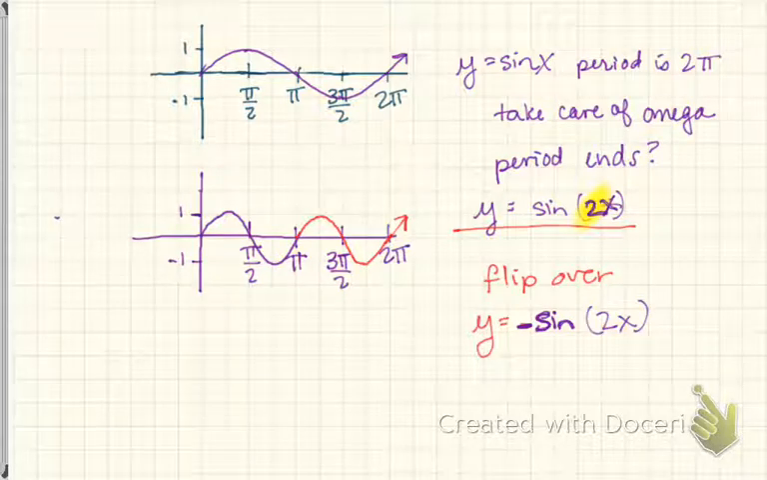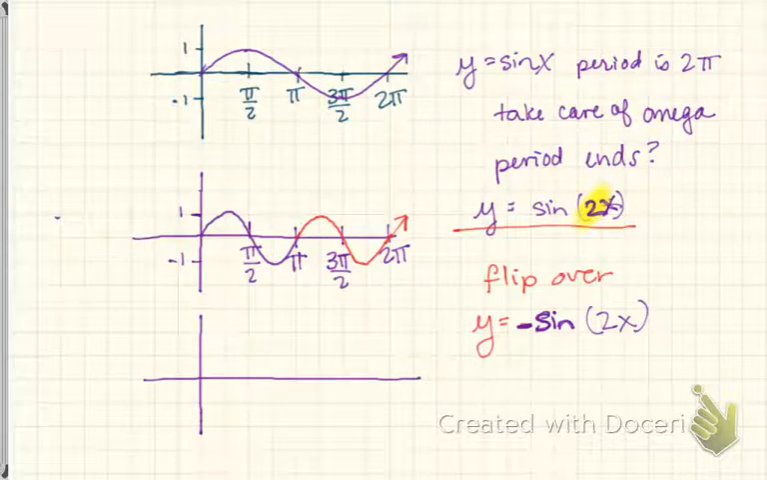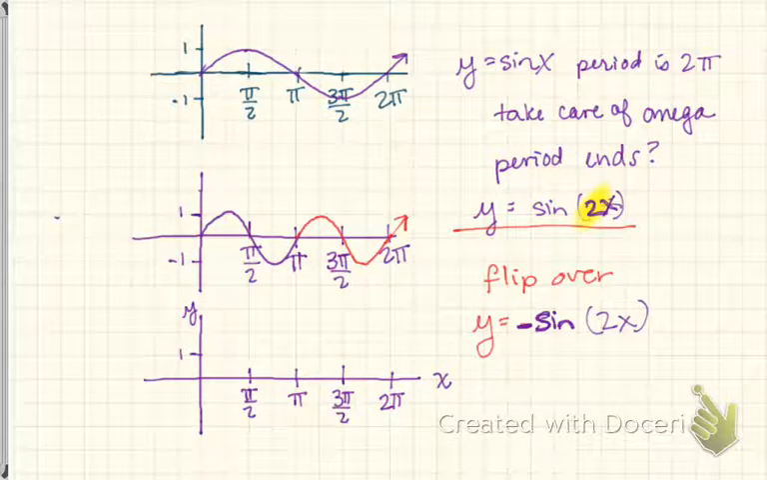Let's check it out. Once again, let's line stuff up. Here's pi over 2. Here's pi. Here's 3 pi over 2. And then finally 2 pi. This is my x, my angles, and y gives me my results.